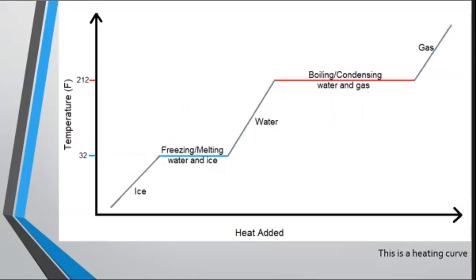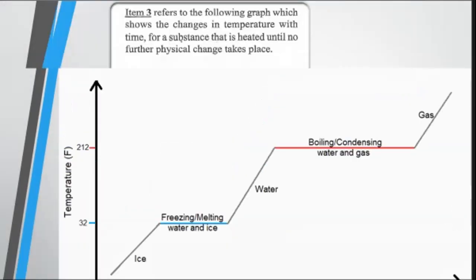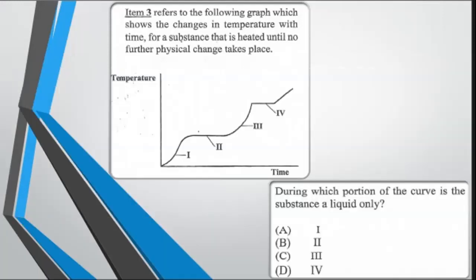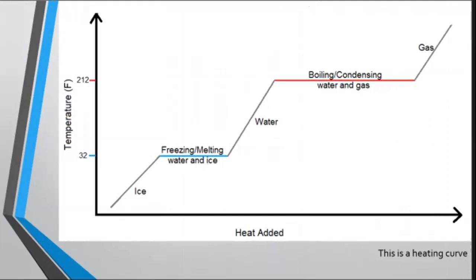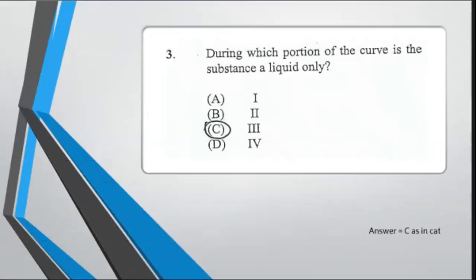So coming back to our question, during which portion of the curve is the substance a liquid alone? That portion of the curve is this third portion right here. So our answer should be C as in cat for this question. C as in cat, 3.